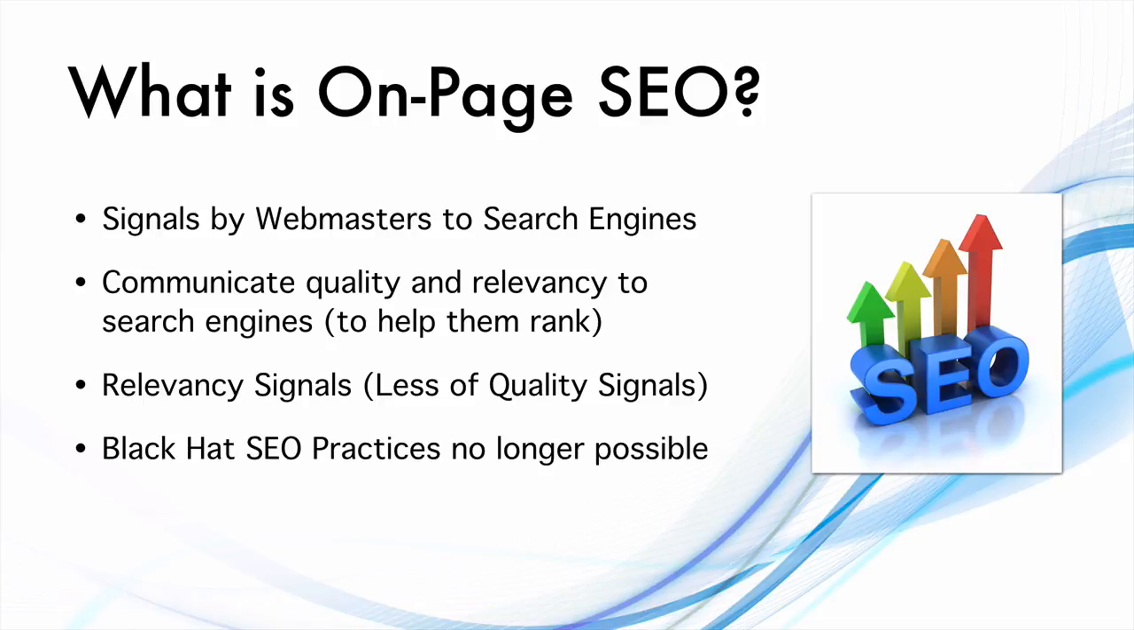So when you think about black hat SEO practices earlier, a few years back, let's say 5-10 years back, what webmasters used to do is that they used to lie to the search engines about the relevancy of their website or quality of their website. For example, one of the ways that search engines used to rank websites is to look at what are the keywords present in the article.